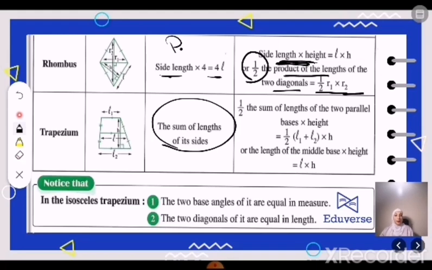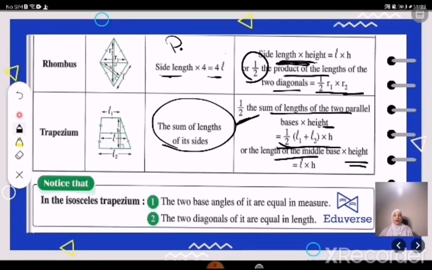But to get the area, it will be half multiply the sum of the lengths of the two parallel bases, multiplied by the height. Half multiply the sum of the two parallel bases, we call it the middle base. So it can be just the length of the middle base multiply height.